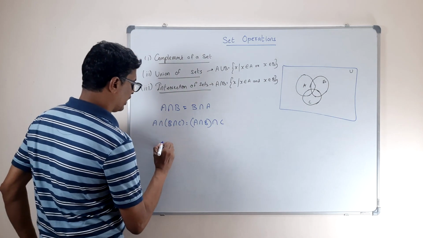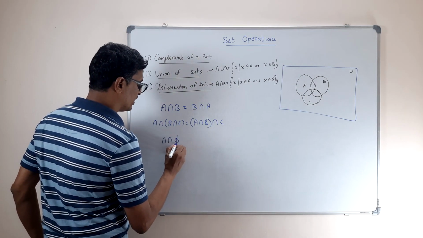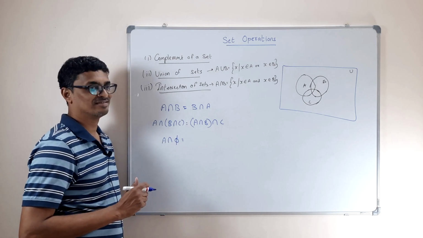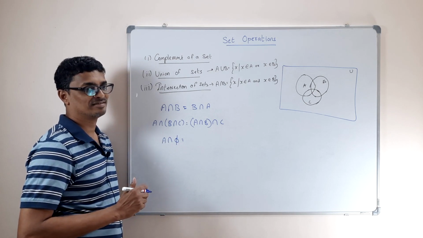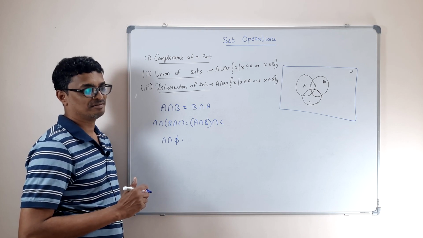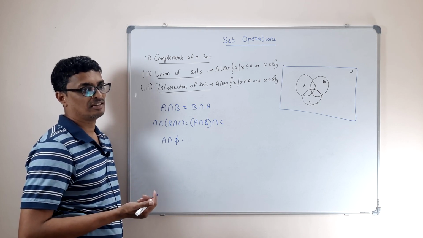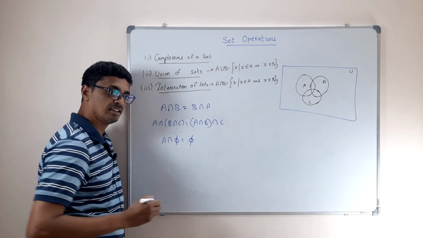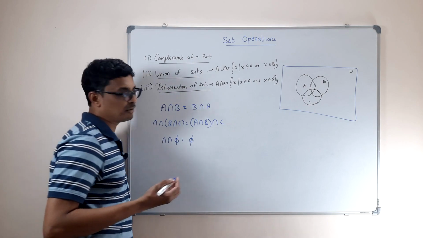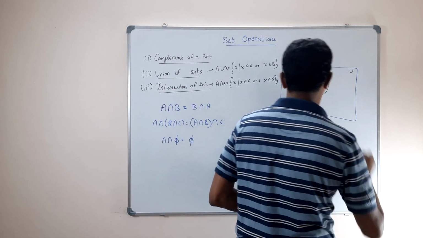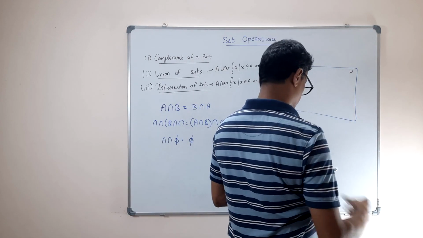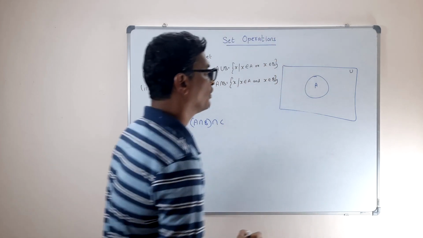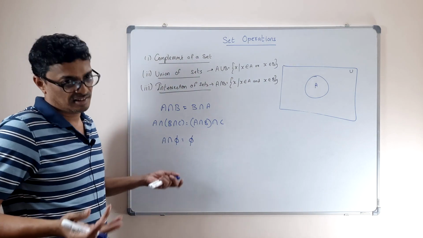What will be your A intersection null set? There won't be anything. What is that? Null set. Correct. There won't be anything common, right? Because now I am giving only one set, A. Okay, I am asking you, what is A intersection of null set? Null set will be null set only.